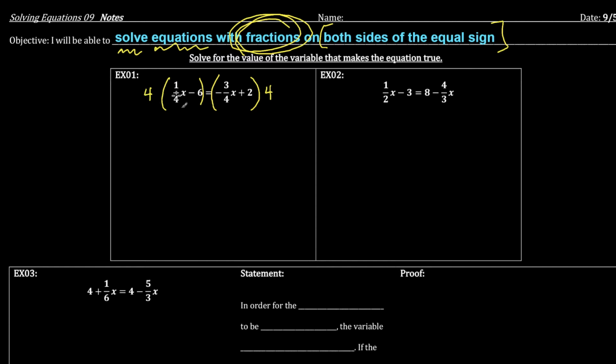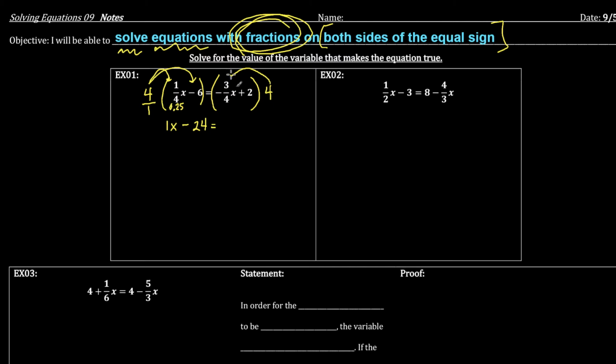So 4 times 1/4, remember you can convert that if you want to 0.25. Just use your calculator. 1 divided by 4 is 0.25. Will give me 1x. I'm going to write that a little higher. And then a positive times a negative is a negative. 4 times 6 is 24. If you prefer to do it the way we did before, you can put it over 1. 4 times 1 is 4. 1 times 4 is 4. 4 divided by 4 is 1.